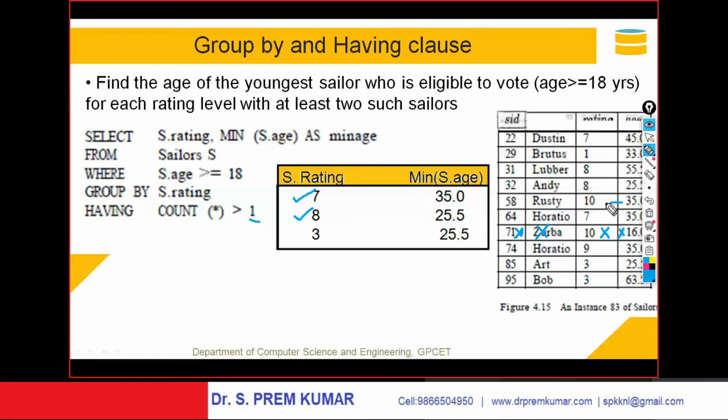7 is already completed. You take 9. Any more 9s? No. So the count of that 9 group is only one person, and hence this is not considered. You take 3. What is the count of group 3? It is 2. Is 2 greater than 1? Yes. Then you pick up the minimum age of these 2. That is 25.5, so 3 and 25.5. You get this.